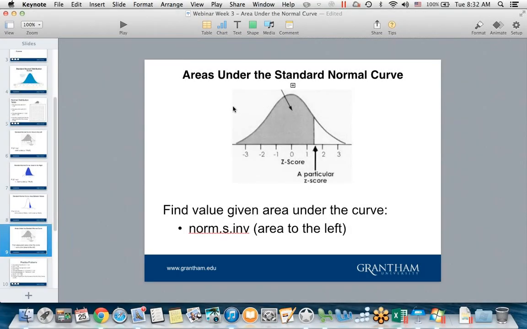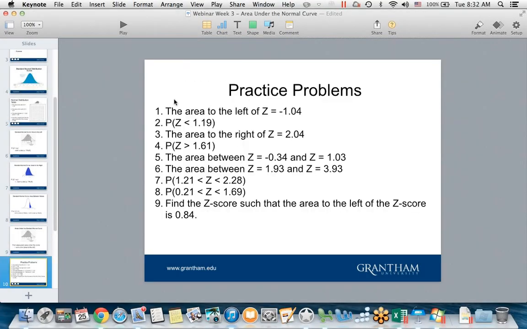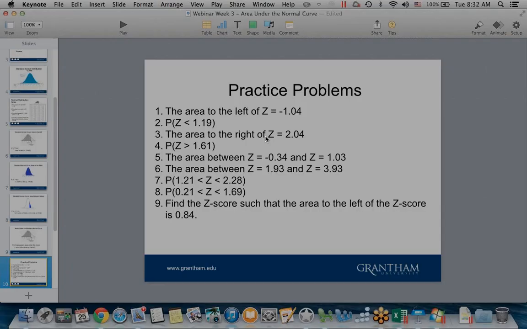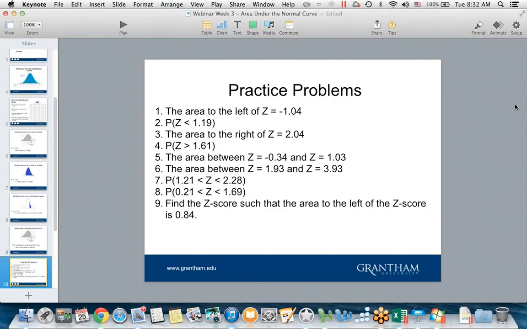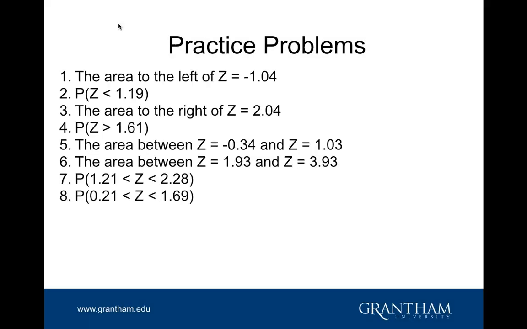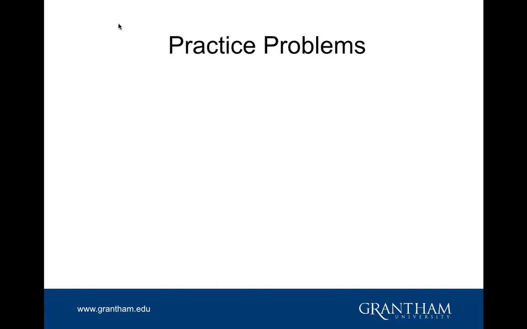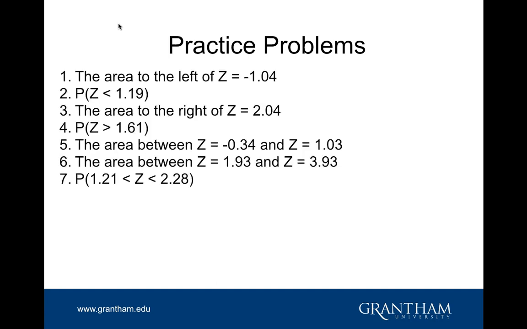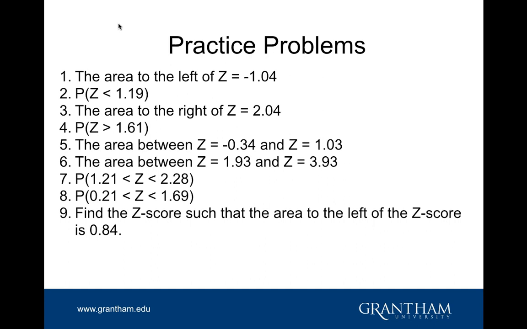Okay, now let's see some problems. An example of a problem that would ask us to do that is number 9 here. We're asked to find the z-score such that the area to the left of the z-score is 0.84. So they're giving us the area to the left and they're asking us to find the corresponding z-score if we know the area to the left.